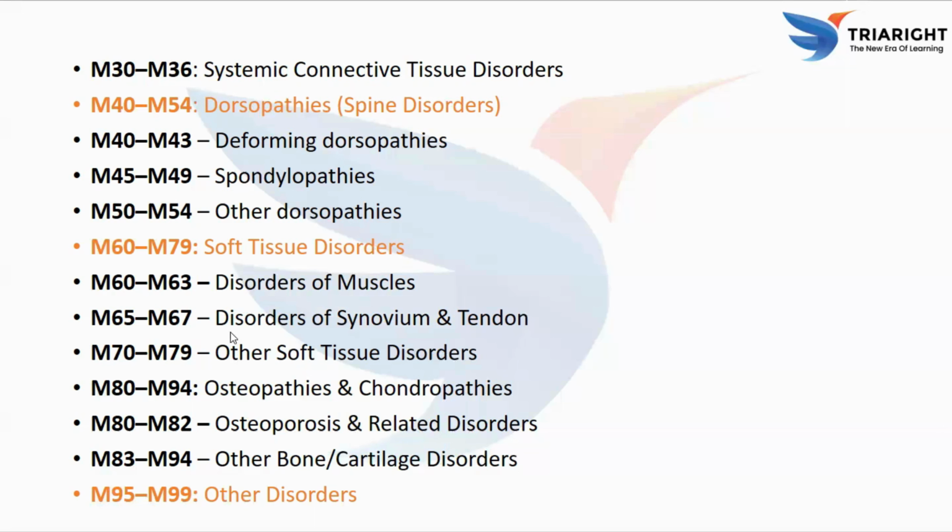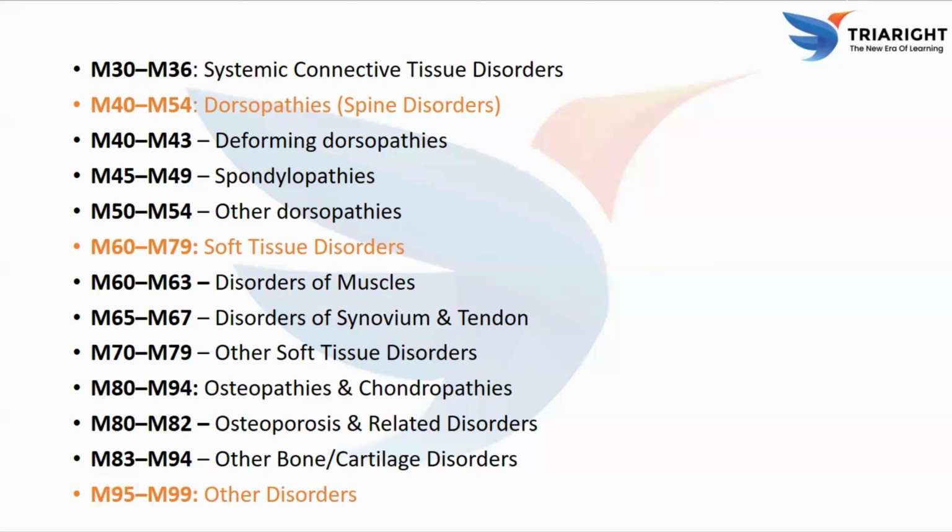Whereas M60 to M79 code ranges include the soft tissue disorders. The soft tissues include muscles, fascia, tendons, ligaments, bursae, and also related structures. M60 to M63 describe disorders of the muscles. These include inflammation, tears, and degeneration. For example, myositis, myopathy, and muscle strain. M65 to M67 describe disorders of synovium and tendon. Synovium is the lining inside the joints, whereas a tendon connects muscle to bone. These codes are heavily used in hand injuries, sports clinics, and rheumatology. M70 to M79 includes other soft tissue disorders, which covers the remaining soft tissue issues.